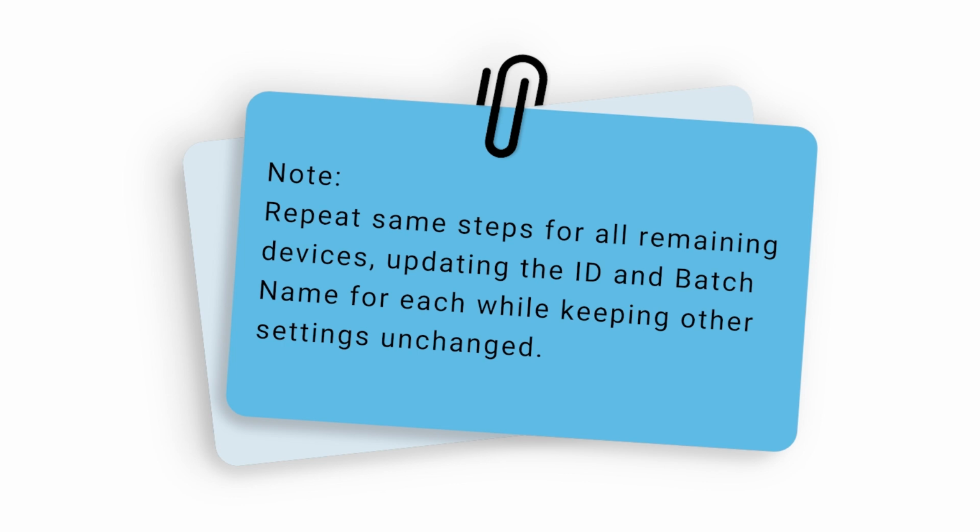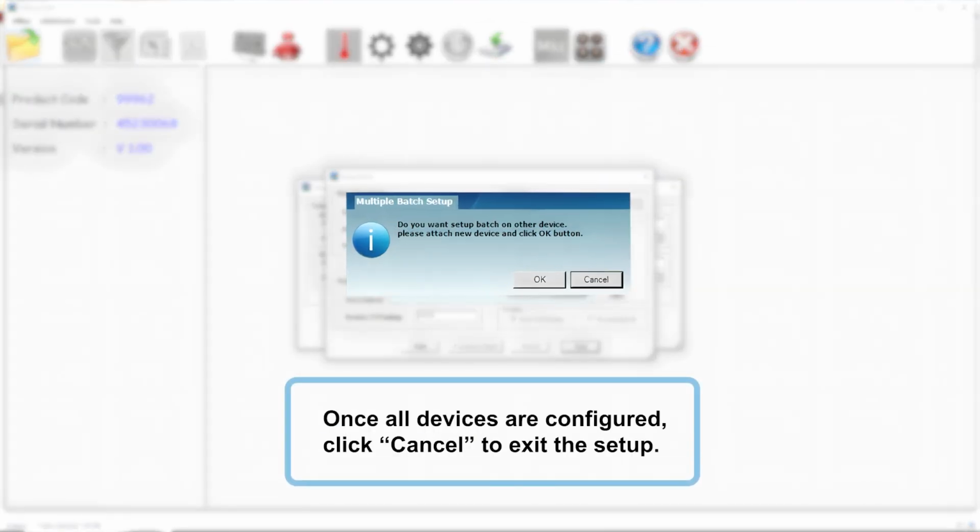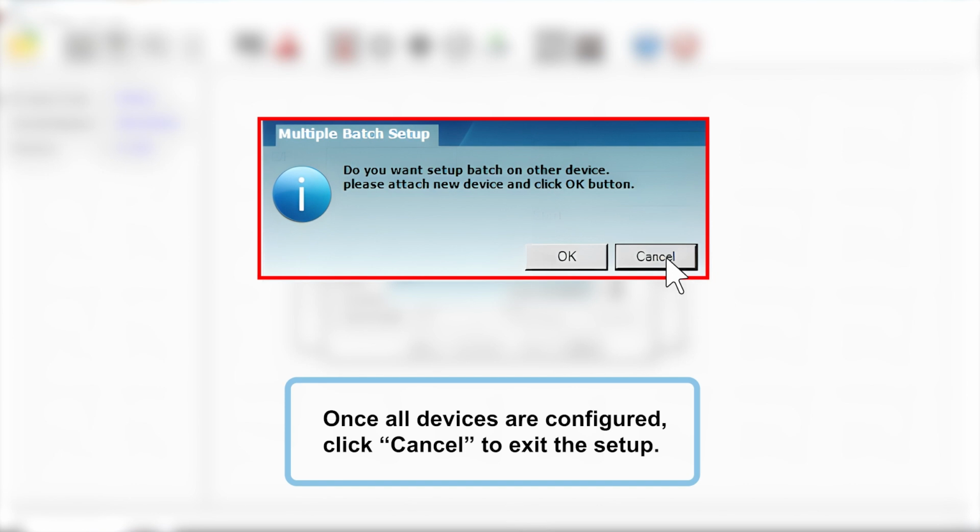Note: repeat the same steps for all remaining devices, updating the ID and batch name for each while keeping other settings unchanged. Once all devices are configured, click Cancel to exit the setup.